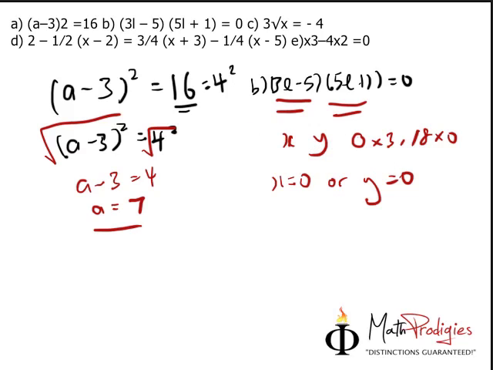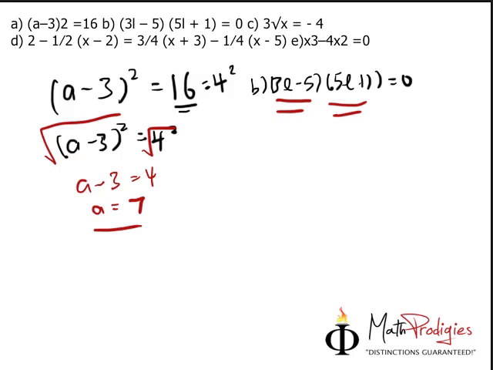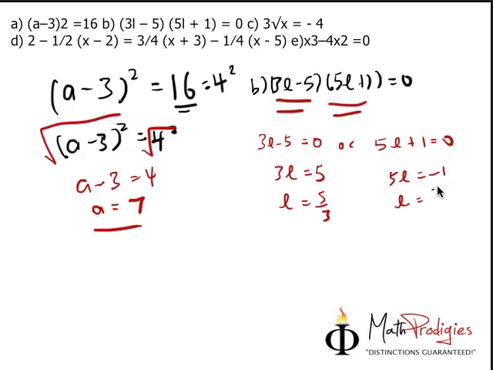Okay, so with that understanding in mind, I'm going to erase all of this. And I'm going to ask you one question. What does this mean? It means basically that 3L minus 5 is equals to 0, or 5L plus 1 equals to 0. In this case, 3L is equals to 5, L equals to 5 over 3, or 5L equals to minus 1, L equals to negative 1 over 5. And that's the answer for part B.